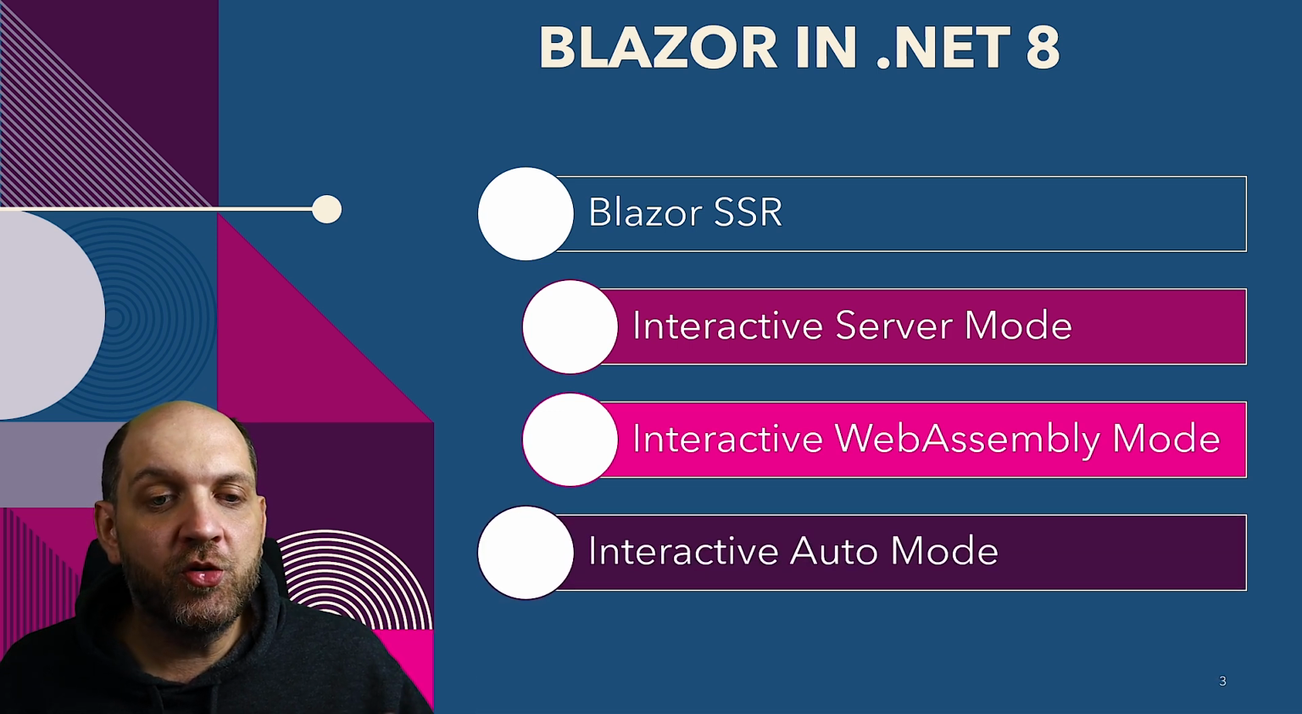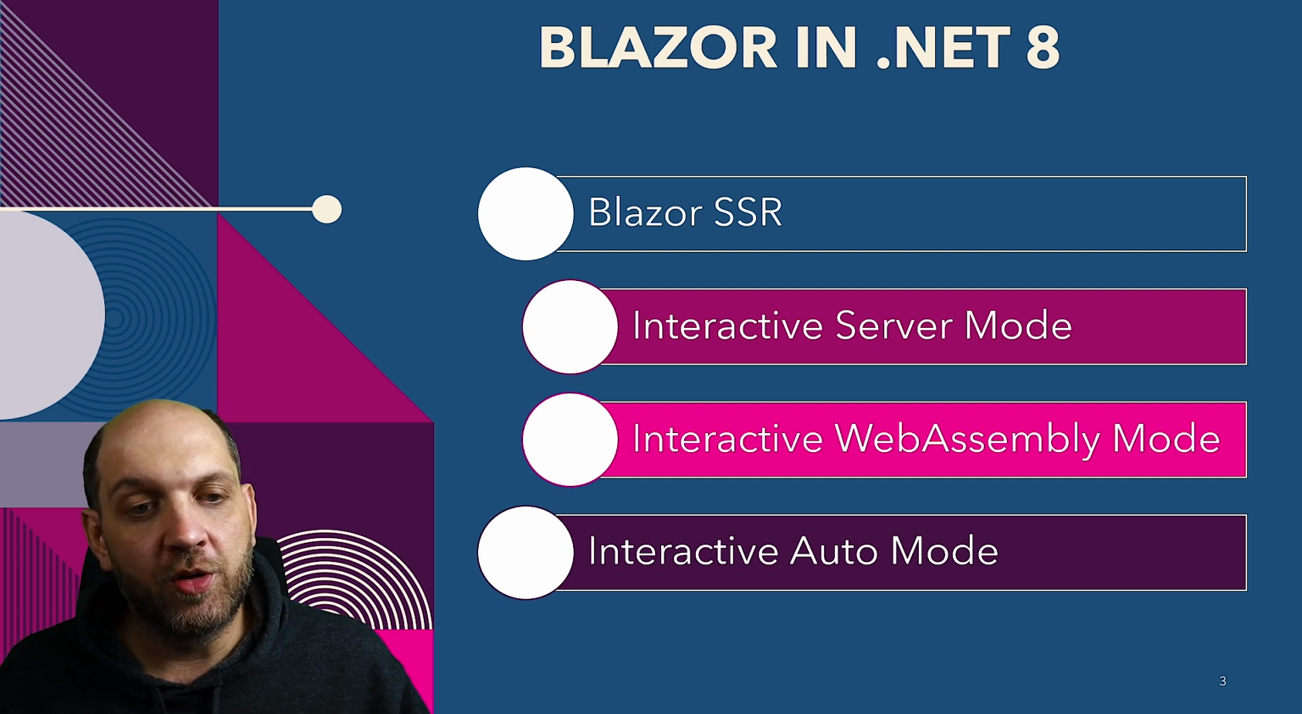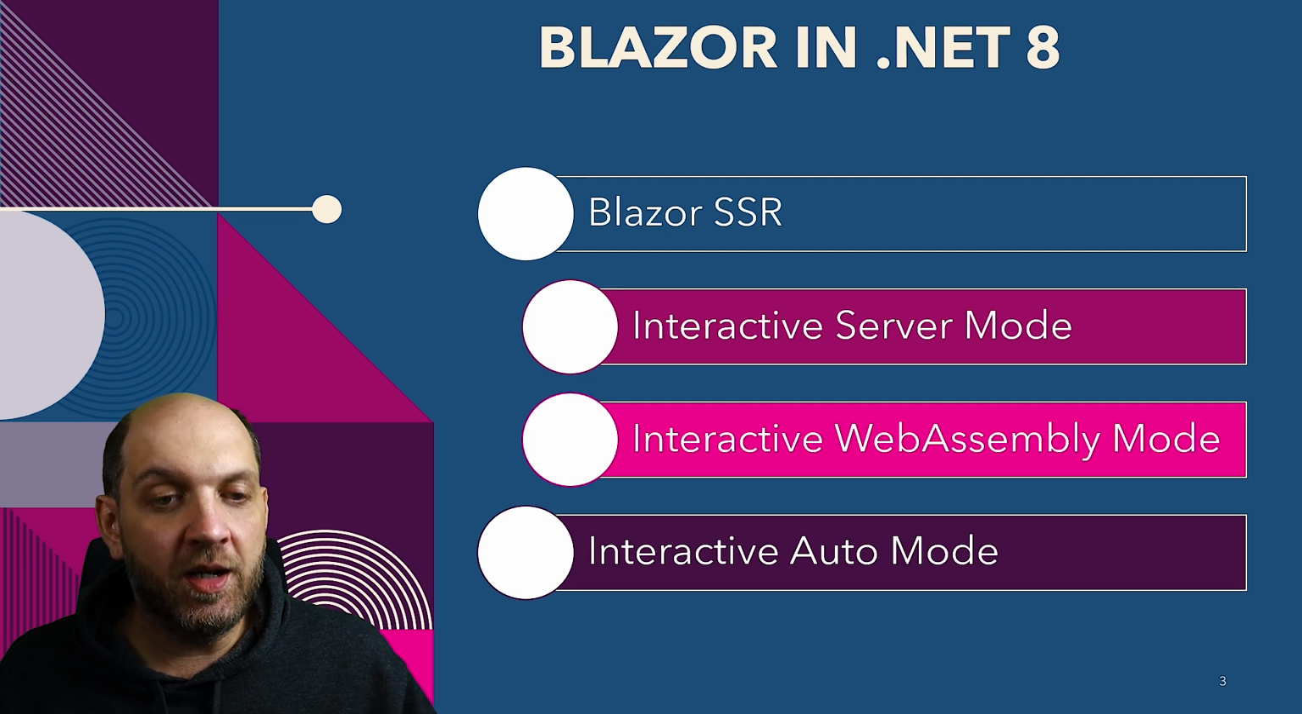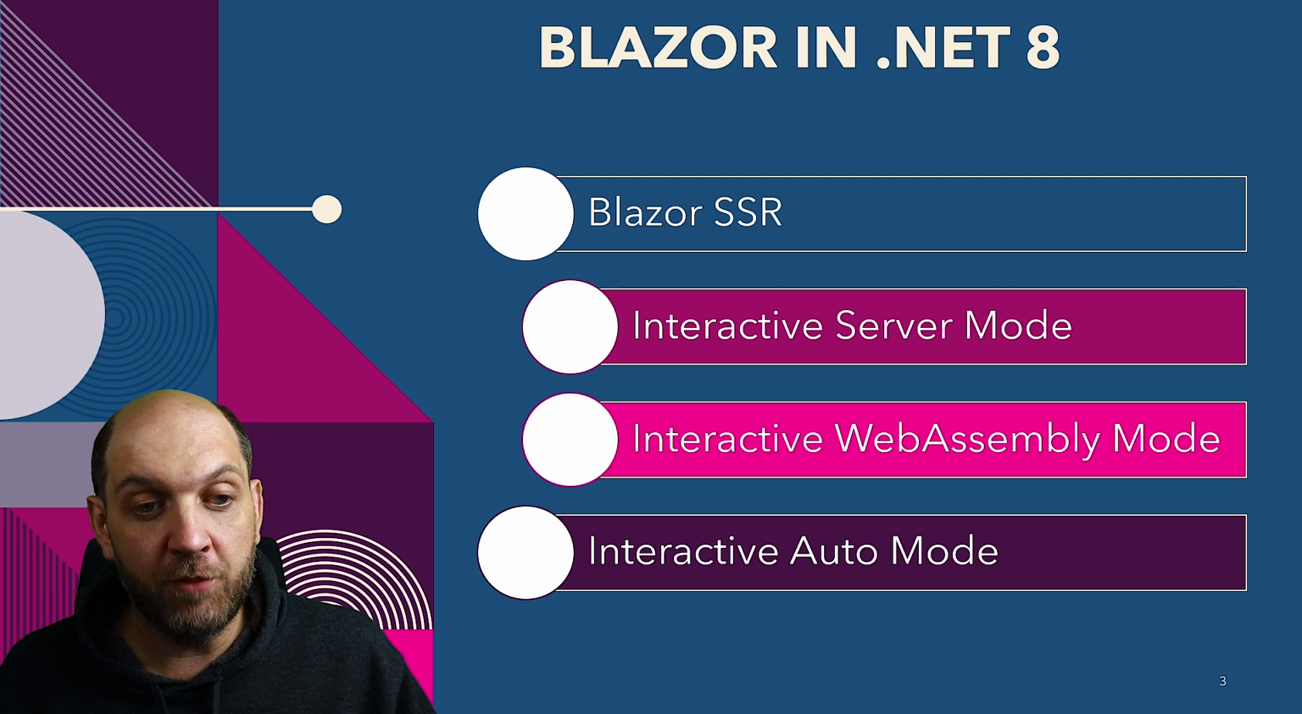Besides those two, we also have a third option, which is the interactive auto mode. The auto mode is very interesting because it combines interactive server with interactive WebAssembly. In this mode, the default behavior is that when the component needs to be rendered, it will first be served through the interactive server mode because it's much quicker. In parallel, in the background, all the .NET runtime, the DLLs and everything that's needed for that component is also downloaded. When that download completes, the component switches to interactive WebAssembly mode. But enough talking, let's see how this actually works in practice.